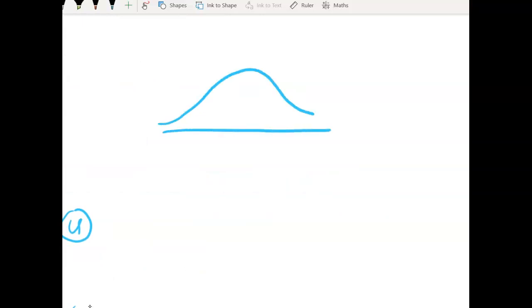So here's the situation with the coffee. We'll call the coffee X. And the mean waiting time is 7. And the standard deviation is 1.5.